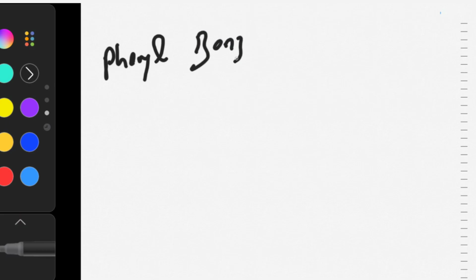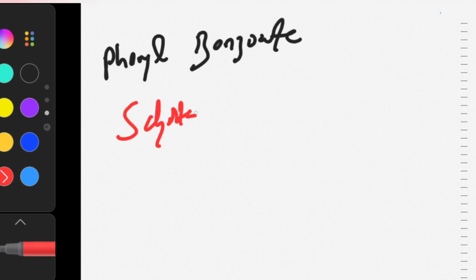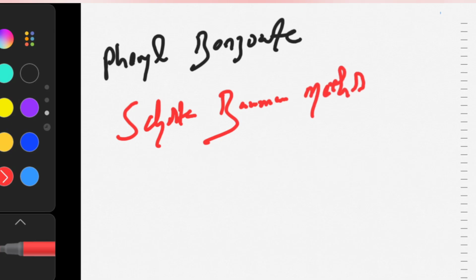The third experiment basically had to do with the preparation of phenyl benzoate using the Schotten-Baumann method. That's a method used in production of phenyl benzoate.